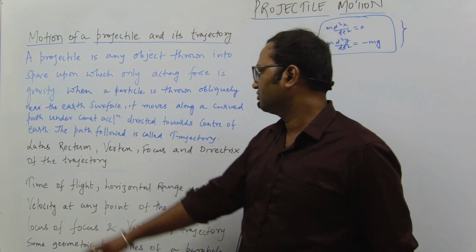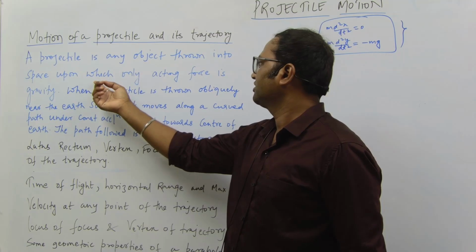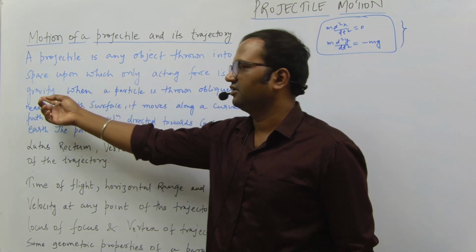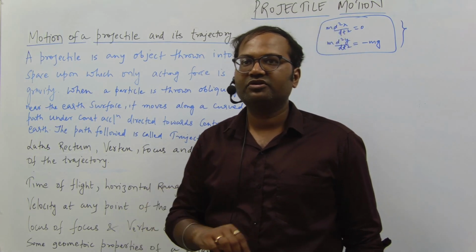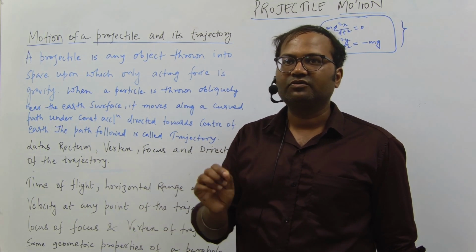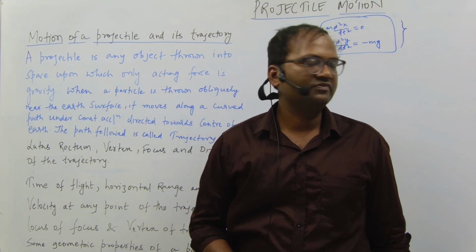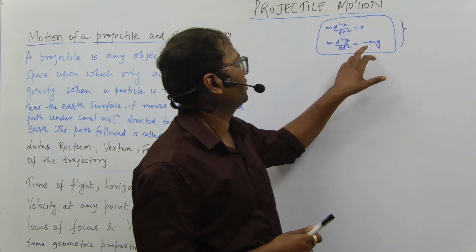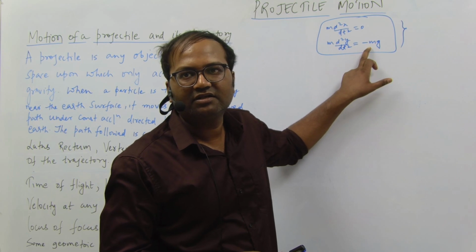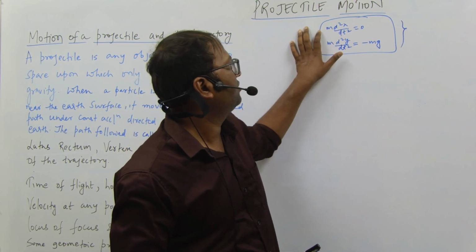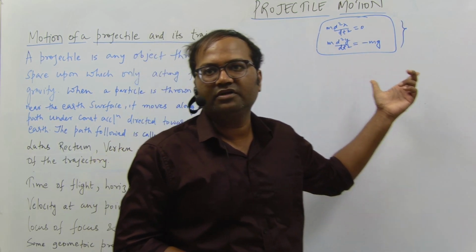So a projectile is any object thrown into space upon which the only acting force is gravity. This we have already discussed. During the motion of the projectile, the only force acting on it is due to gravity, which is in the negative y direction, that is minus mg. But in the horizontal direction there is no force. This comes from Newton's second law of motion.